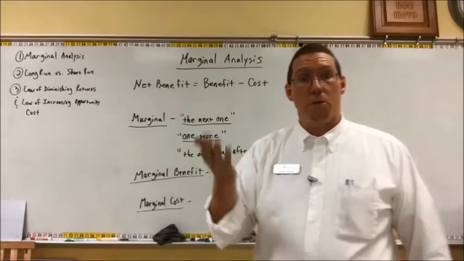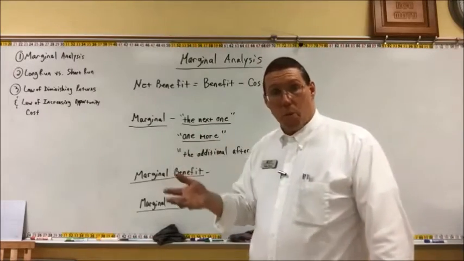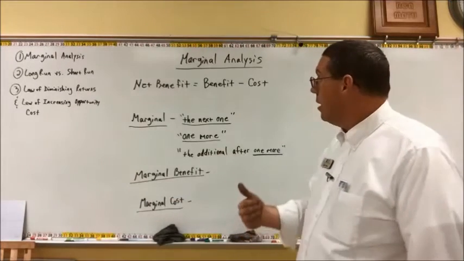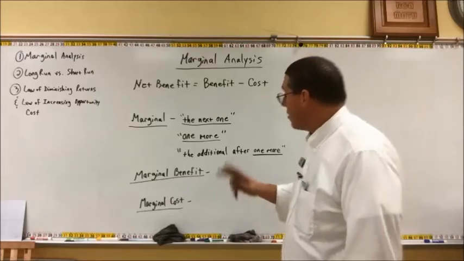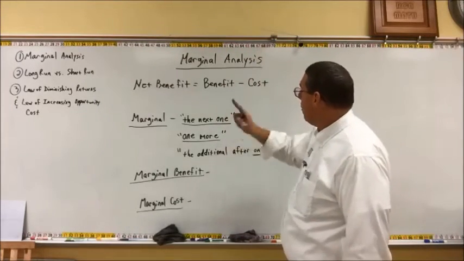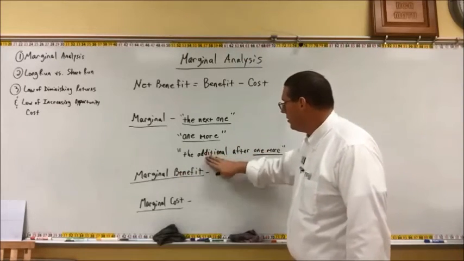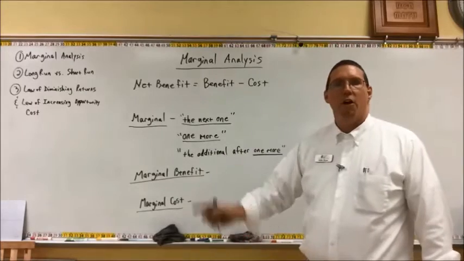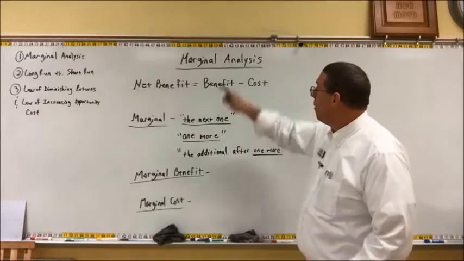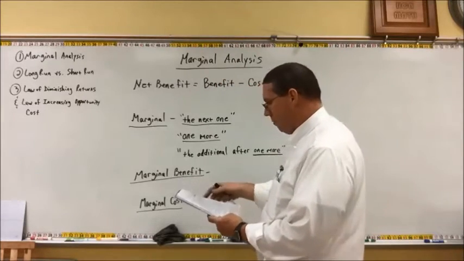So we as humans, when we analyze whether we're going to make a decision to consume something or not, we analyze each individual unit based on how much additional benefit we'll get and how much additional cost we will have for that thing that we want to consume. And that is called marginal analysis. Let me give you definitions here for marginal benefit and marginal cost.